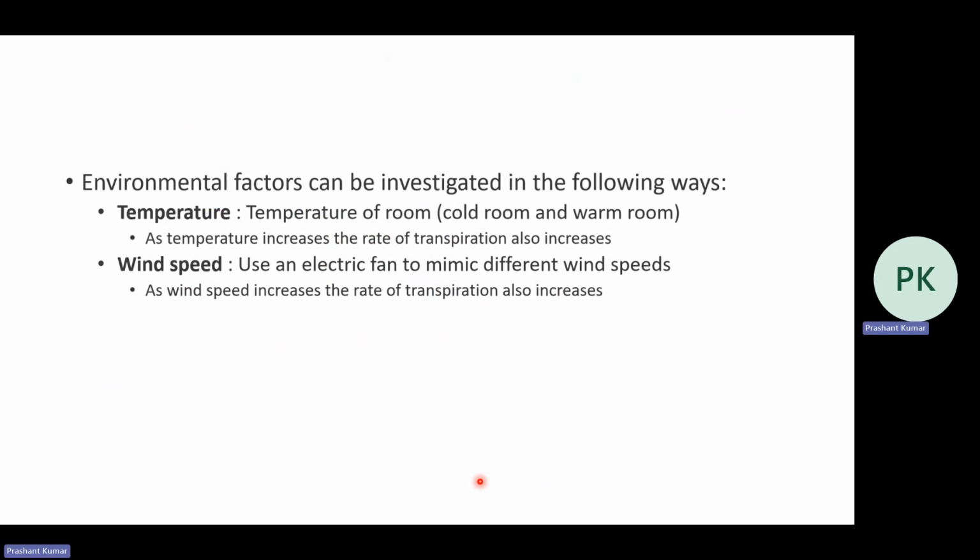Environmental factors can also be investigated in the following way, like temperature. Of course, the temperature of the room is cold or warm. So as temperature increases, transpiration will also increase, right? But up to a limit. Wind speed also follows the same process. So there will be more rate of transpiration with more wind speed, right?